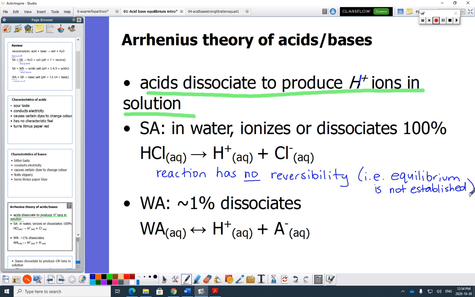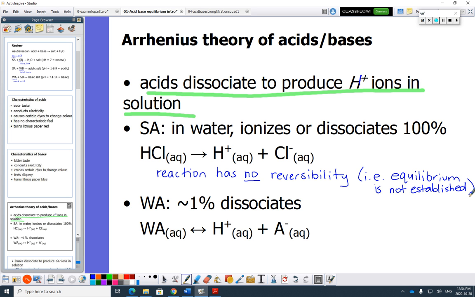So when you have something that's weak, whether it's a weak acid or a weak base, then only about 1% dissociates. This isn't absolute like the first one is. So this is where we're not really sure. This means about 1% dissociates. So in this case, now equilibrium is established. So in a system, there will be some of the acid and some of the ions it produces, which means there is reversibility, so we have to do ICE.